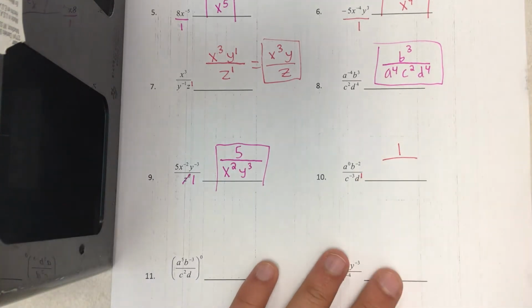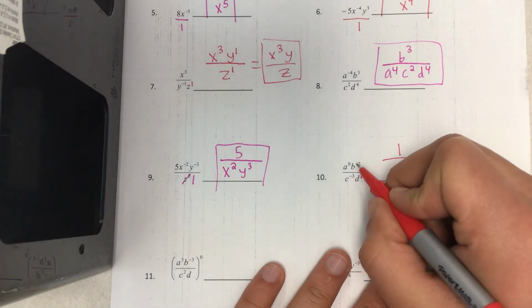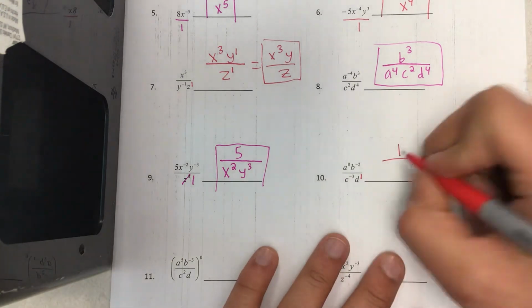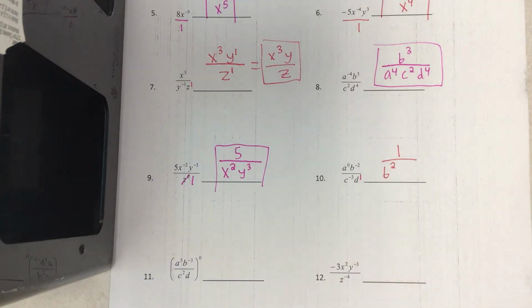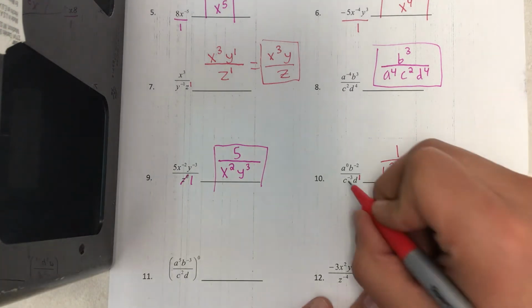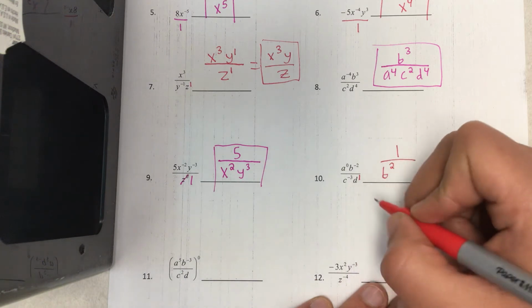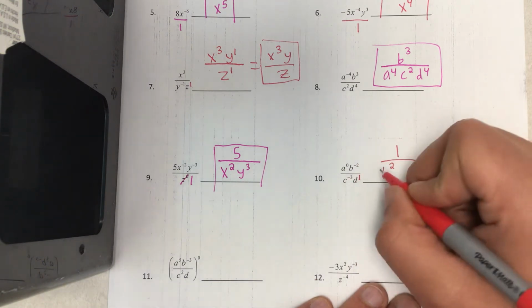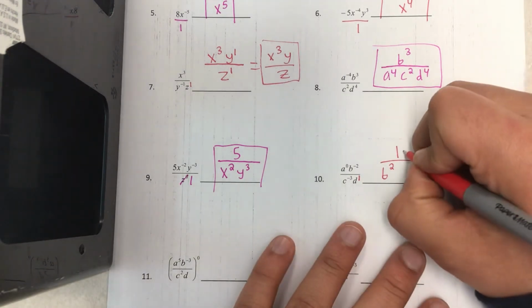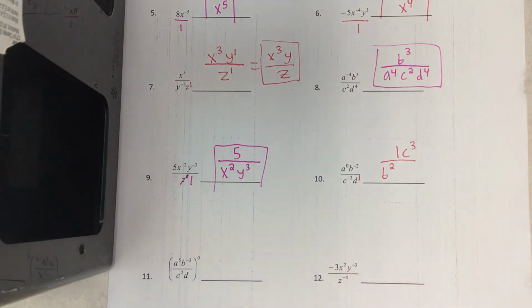B to the negative second, okay? Again, since it's a negative exponent, it's got to move. So it goes from the numerator to the denominator, make it positive, okay? Positive exponent. I have c to the negative third, okay? So c to the negative third, it's got to move. So since it's on the denominator, it's going to the numerator. So I have c to the third power, okay?